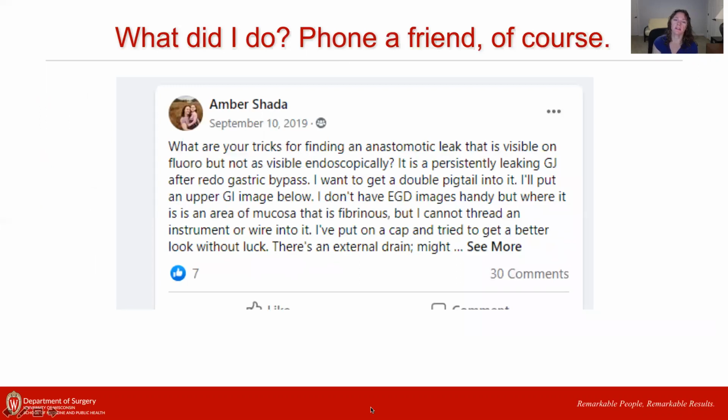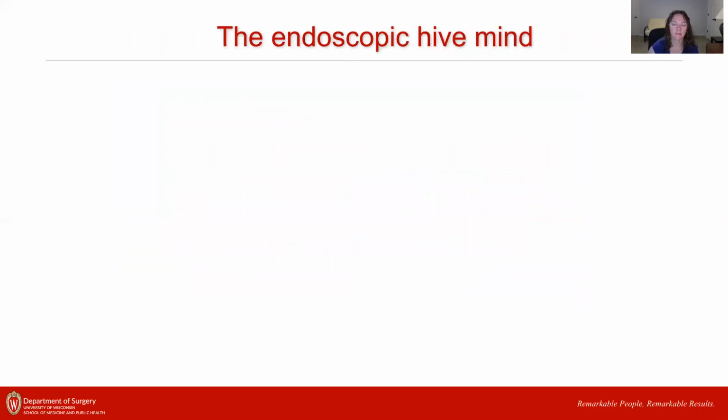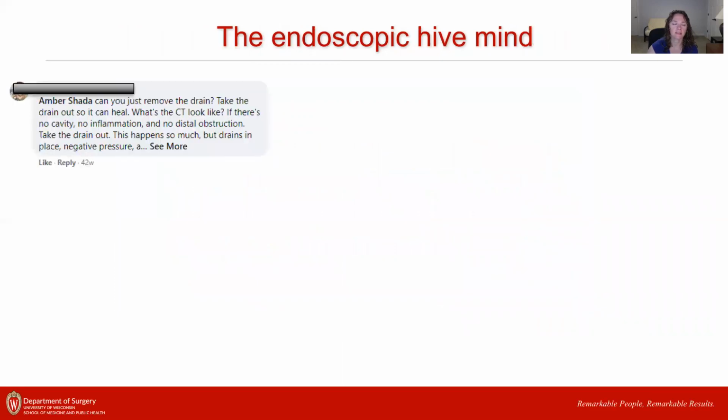So I posted the case to get help trying to find this defect. Here's my post. I wanted people's tricks for finding an anastomotic leak endoscopically when I couldn't see it, but I knew it was there. So the endoscopic hive mind chimed in and had some suggestions for me.